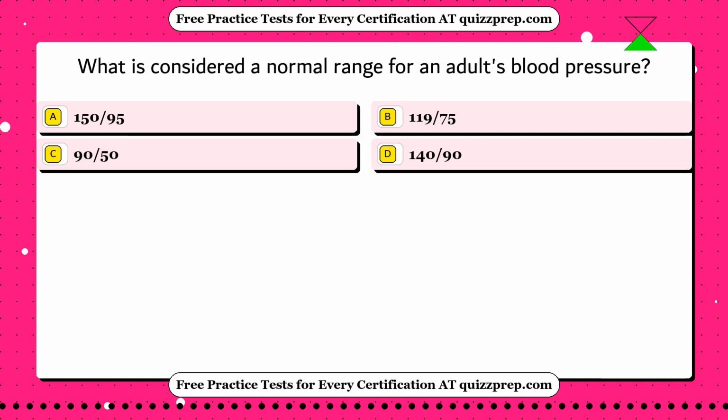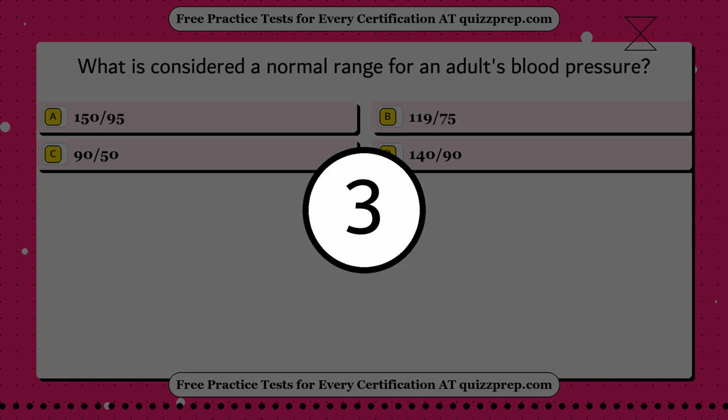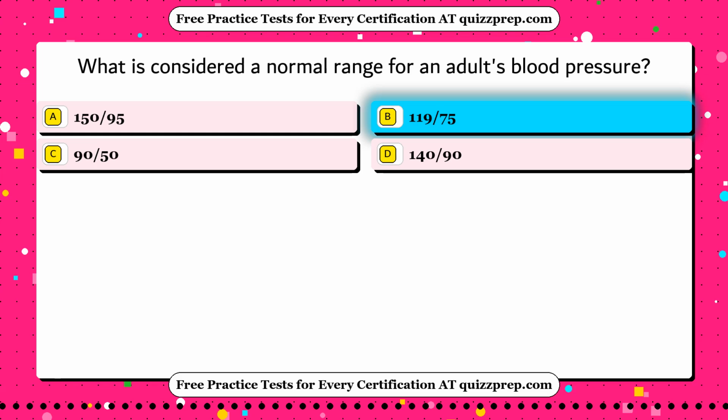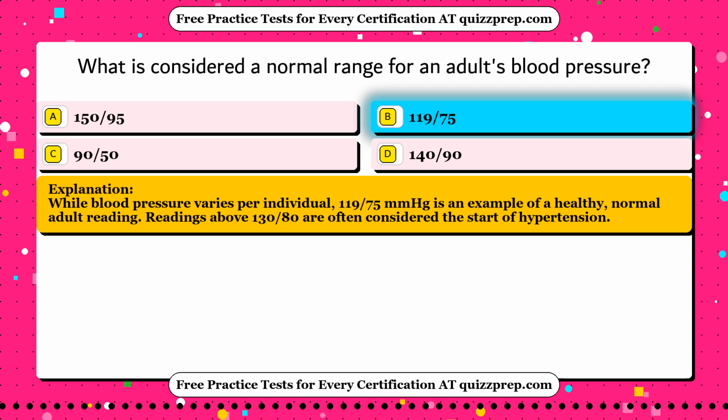Question 23. What is considered a normal range for an adult's blood pressure? Option A, 150/95. Option B, 119/75. Option C, 90/50. Option D, 140/90. The correct answer is Option B, 119/75. While blood pressure varies per individual, 119/75 mmHg is an example of a healthy, normal adult reading. Readings above 130/80 are often considered the start of hypertension.